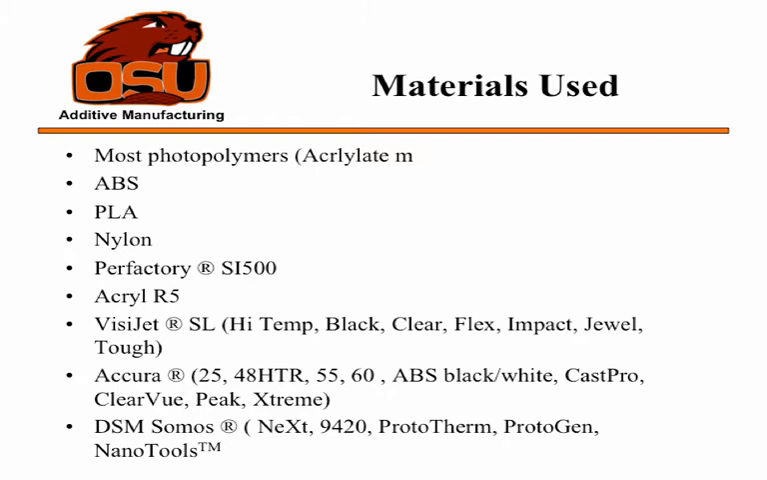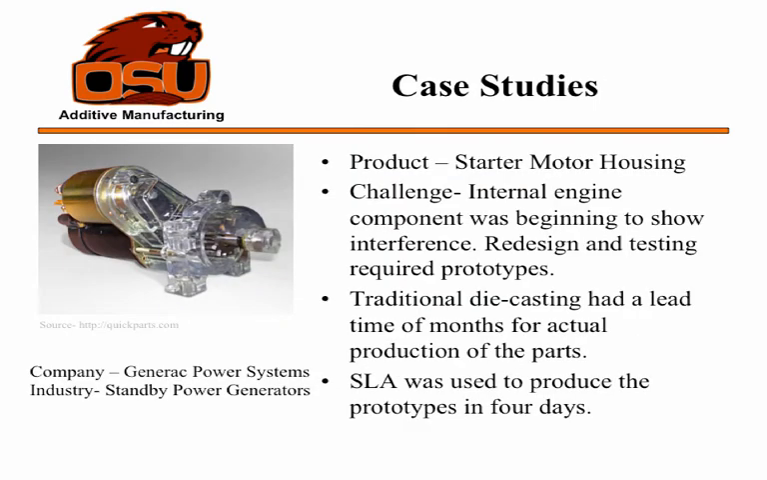ABS, PLA, nylon are used, and everything else is given out by 3D Systems, Stratasys, and Formlabs. There are a lot of case studies where they've been used mainly for prototypes, because companies need the part as fast as possible to test. In this instance, this is Generac Power Systems. They create power generators. They were having a lot of interference issues with their startup motor components, so they had to test around 12 designs to come up with a proper design.